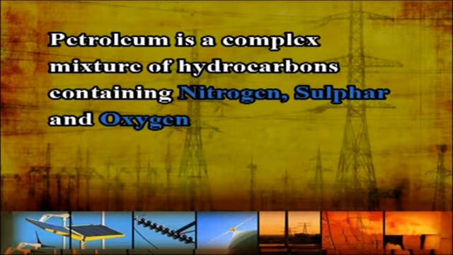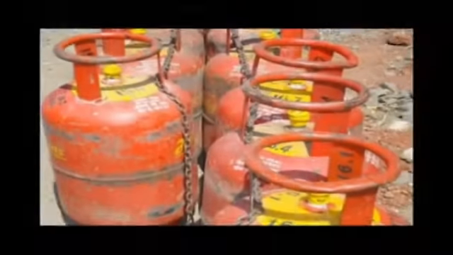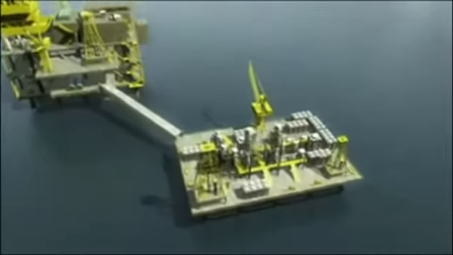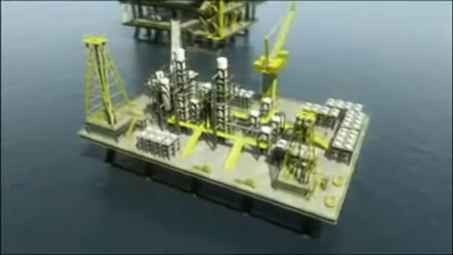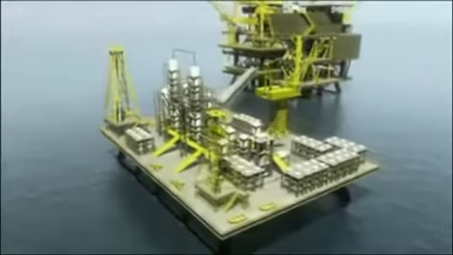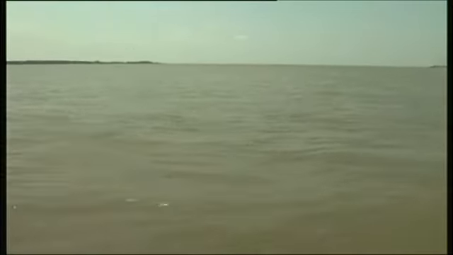Petroleum is a complex mixture of hydrocarbons containing nitrogen, sulfur and oxygen. The major source for oil and gas is the fine-grained organic rich sediments that are buried to a depth of 500 meters or below stagnant oceanic waters. These might have experienced a thrust due to an increase in pressure and heat. The water is deficient in oxygen.